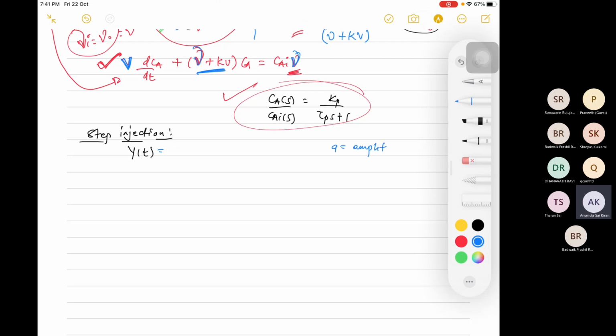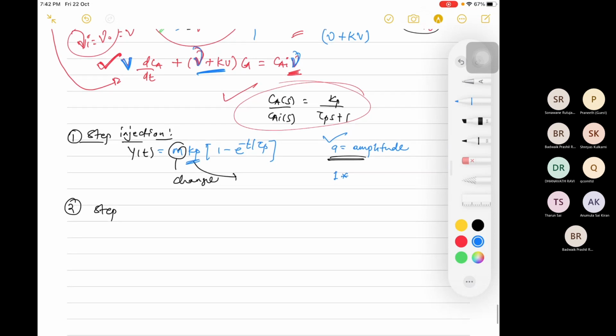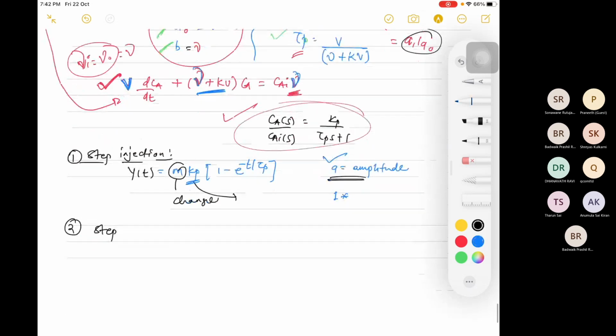Amplitude. Okay, so I'll tell you the generalized term: M into Kp into 1 minus e to the power minus t by tau p. What is M? M is the change. And what is Kp? Process constant, right? So this is your first equation. I am not writing A, because A is just a single component, and you multiply M into Kp, you get the same. M is 1, and Kp is your process constant. So now you know this output.